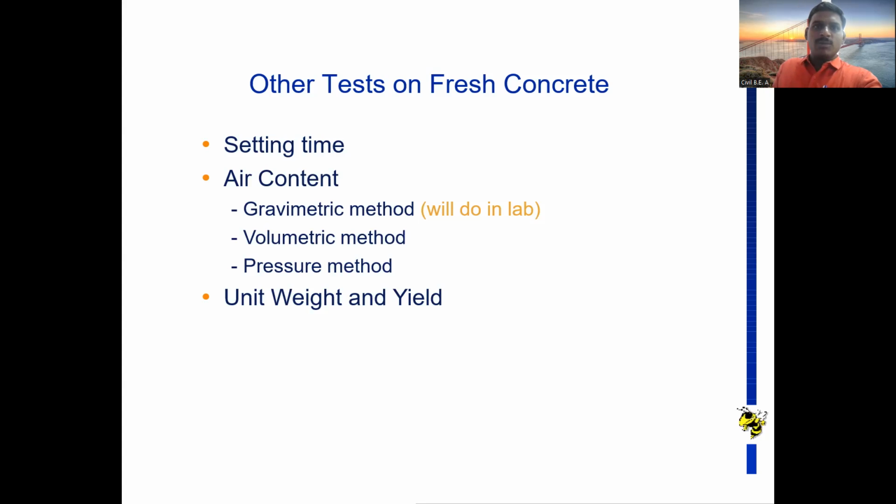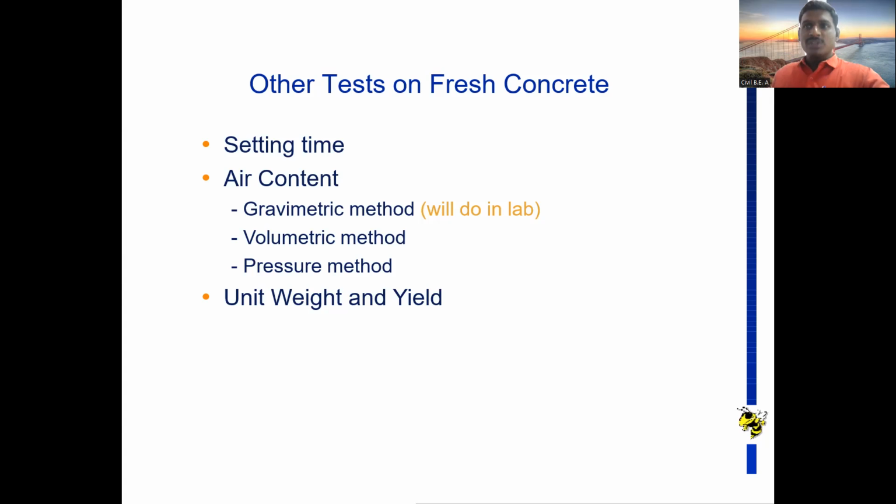Some other tests on fresh concrete we will see. Initially we saw workability, then segregation, then bleeding, and after that how to measure workability, by using the slump cone test. Various types of slump we have seen: steep slump, medium slump, low slump, and the range for the slump, under how to measure the workability of the concrete.